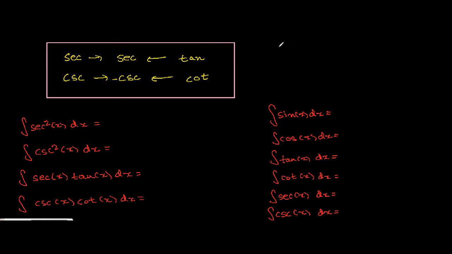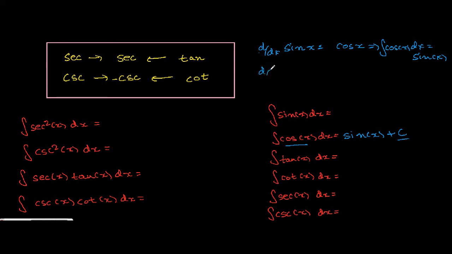Alright, so before we start, just remember the derivatives are the opposite of integrals, and the integrals are just the opposite of derivatives. So for example, if the derivative of sine x is cosine x, then the integral of cosine x is just sine x. So for this part, the answer is sine x plus c. This c is a constant, and you should never forget it for the indefinite integral.